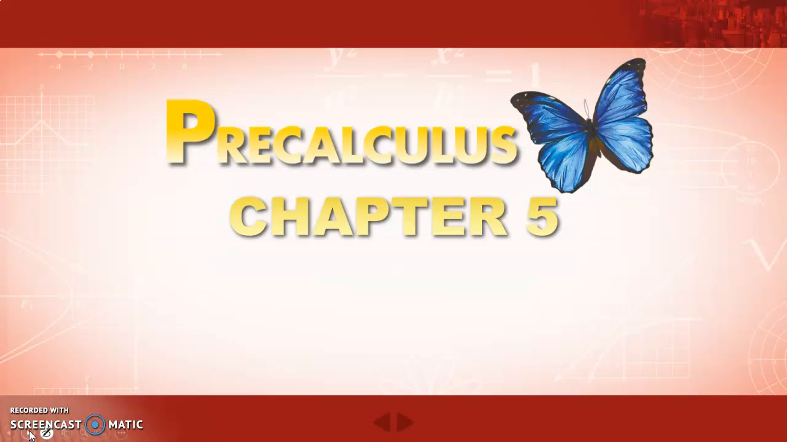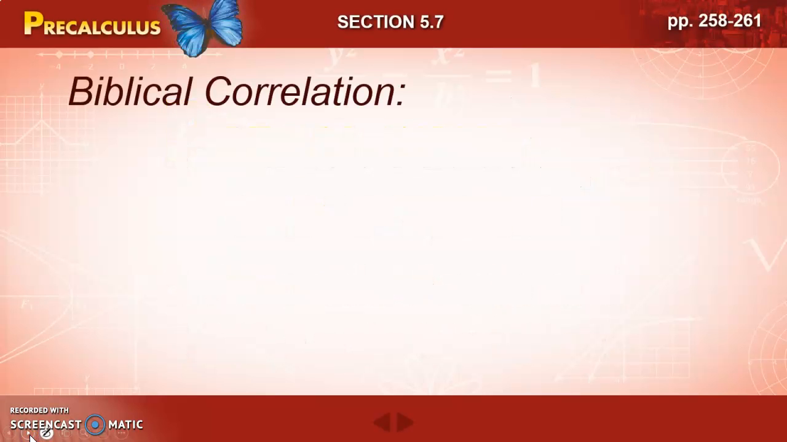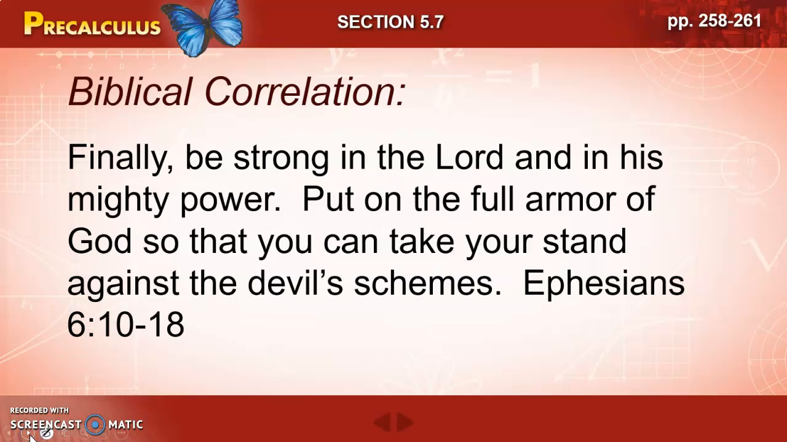We are in Chapter 5, and today we are looking at 5.7, double angle and half angle identities. So we are continuing with our long list of trig identities here, and we're going to use all of these to help us solve trig equations in the following lessons. But first, let's take a look at our biblical correlation.